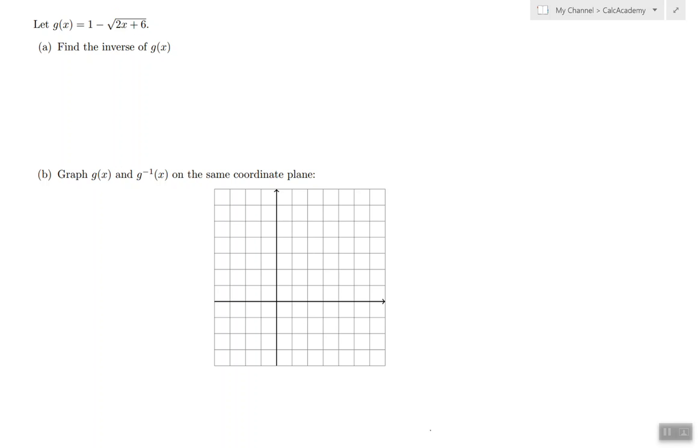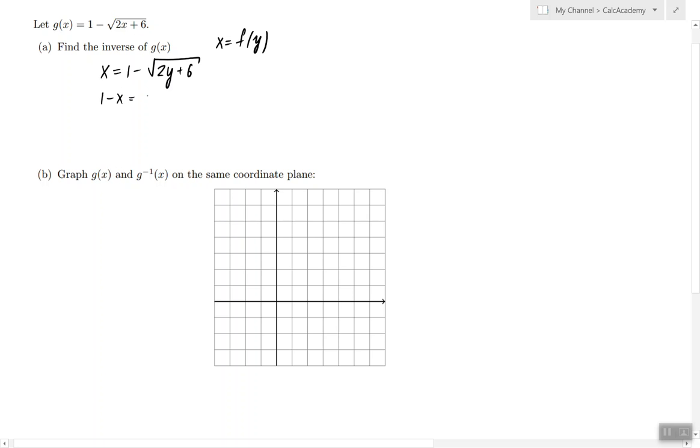In this video I'm going to show you how to find the inverse of a radical function. We start off as normally by switching x and y and solving for y. So in step 1 we write it like this, and now we have to isolate y.